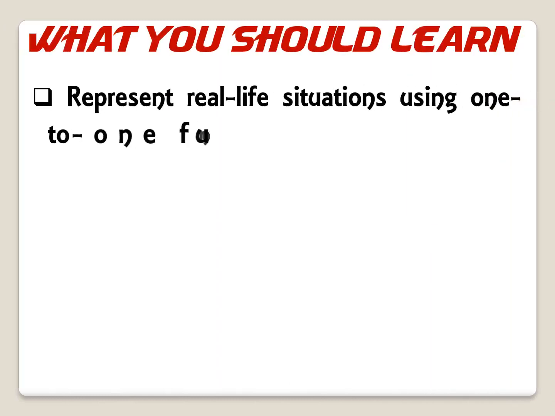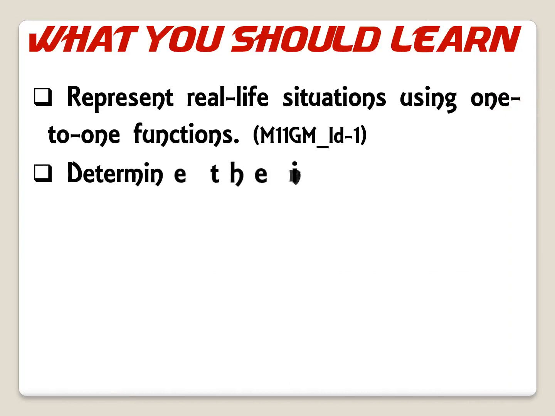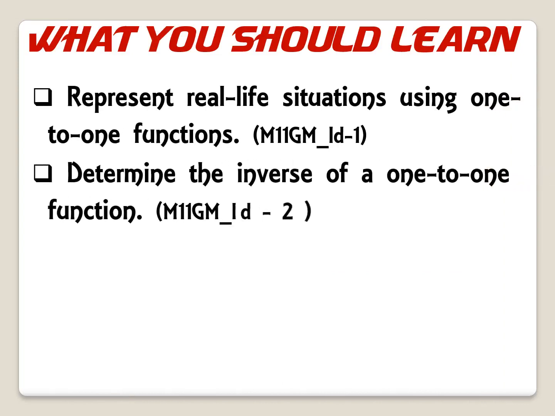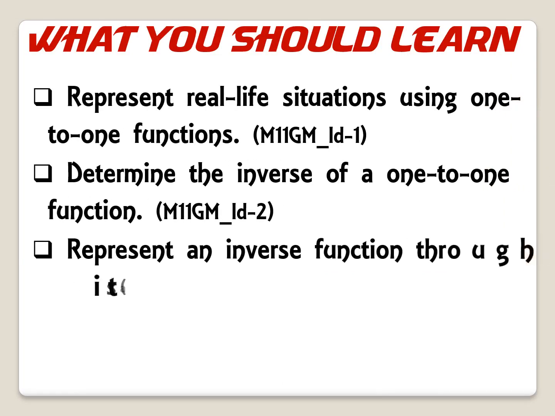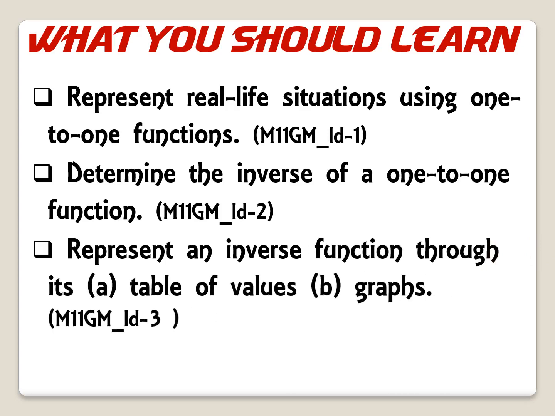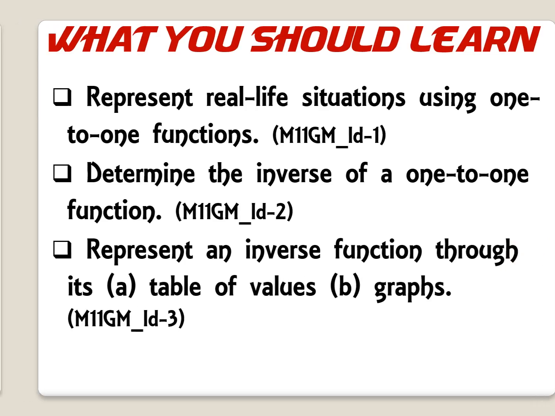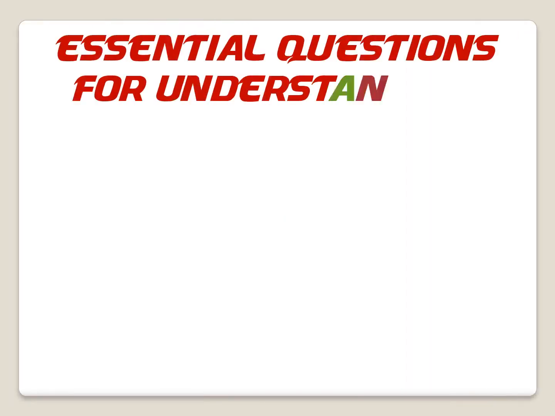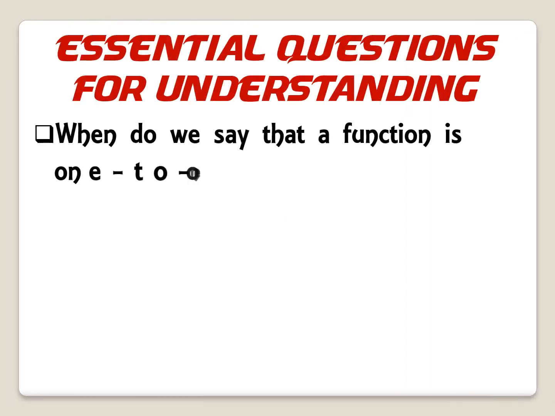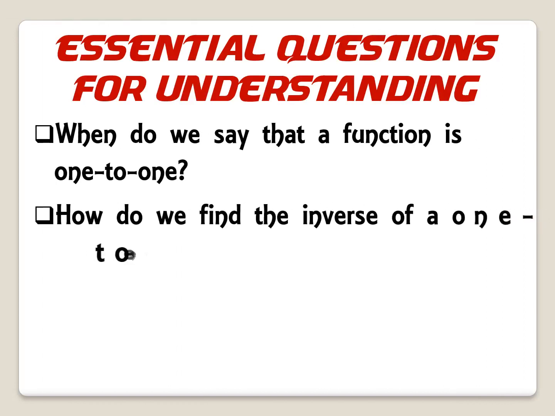Our objectives are the following. Represent real-life situations using one-to-one functions, determine the inverse of a one-to-one function, and represent an inverse function through its table of values or graphs. At the end of the discussion, you should be able to answer the following questions. When do we say that a function is one-to-one, and how do we find the inverse of a one-to-one function?